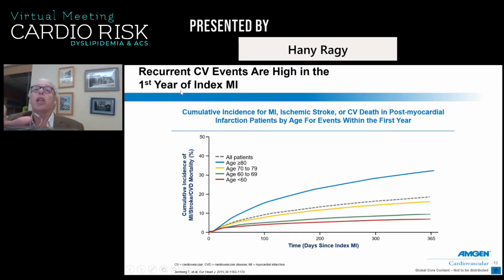This is after an MI. So the recurrent cardiovascular events after an acute myocardial infarction are highest in the first year, okay? And especially in the older patients. Again, this is the time since the index MI, 365 days, 1 year. This is all patients, the interrupted line, patients above 80, look at this. And then 70 to 79, 60 to 69, and even younger patients.